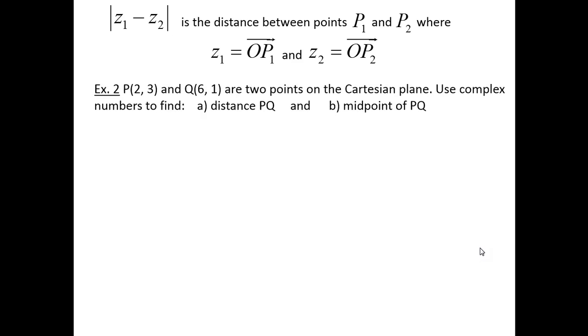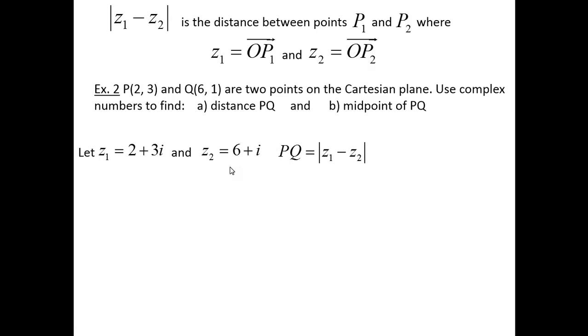Let's look at a quick example. Suppose p is at 2, 3 and q is at 6, 1. And those are 2 points on the Cartesian plane. Use complex numbers to find the distance from p to q. What they're asking to do here is let z1 be 2 plus 3i to correspond with p, and let z2 be the number 6 plus i.